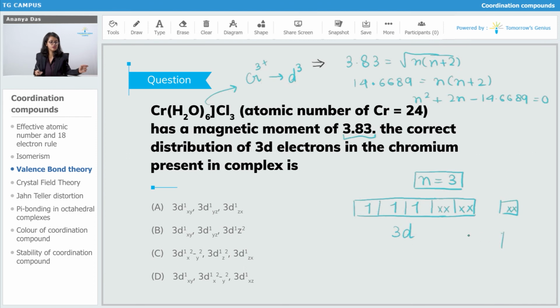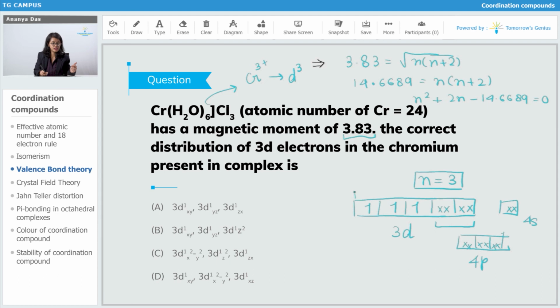4s and 4p. The crosses are the electrons of the H2O and the half arrows are the electrons of chromium. The electrons of the H2O or any ligand in an octahedral complex always form bonds with your dx square minus y square and the dz square orbitals. So these are the dx square minus y square and the dz square orbitals.